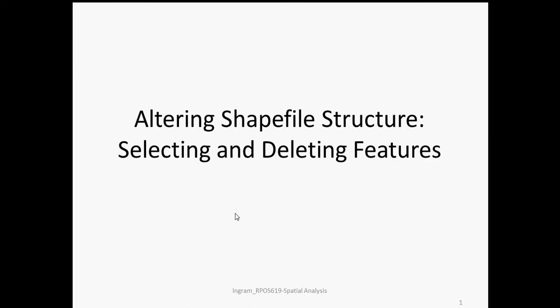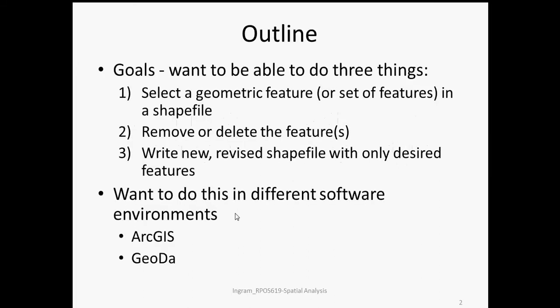Basically, our main goal in this tutorial is threefold. We want to be able to select a geometric feature, or maybe a set of several features in our shapefile. We want to be able to remove or delete that feature or those features, and then save or write the new revised shapefile with only the desired features.